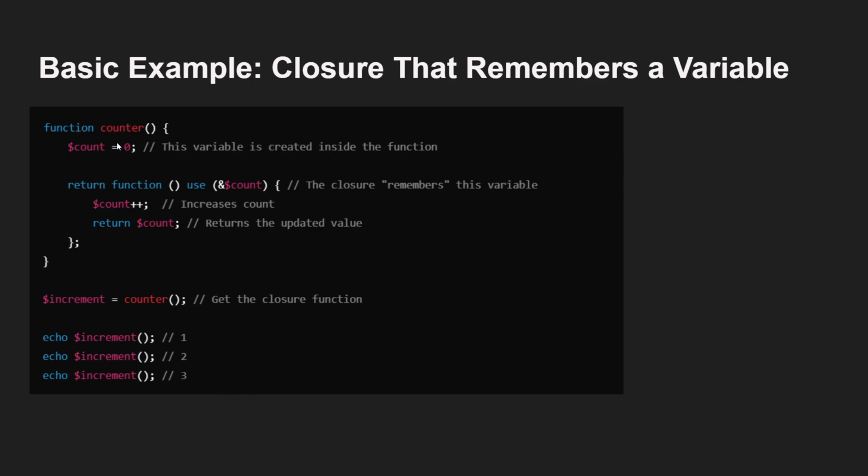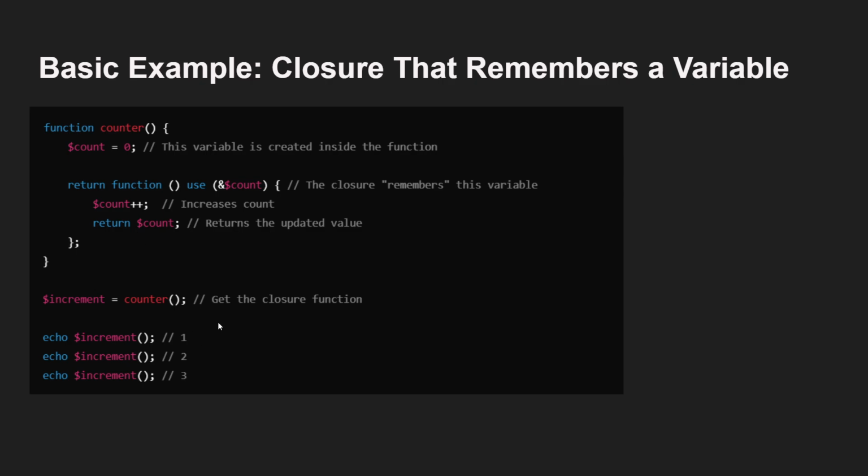So what's happening is this: we declare the variable in a parent function. In the parent function, we then want to return another function, which becomes a closure. We use the keyword use, we reference the count variable, then we increment the count and return the count, so that it can be modified.